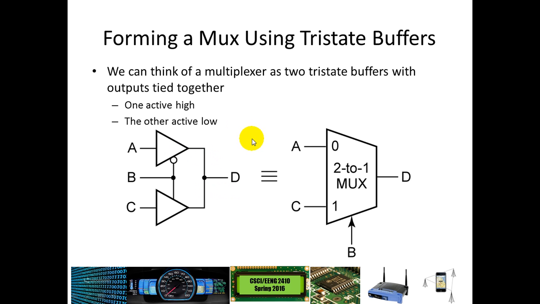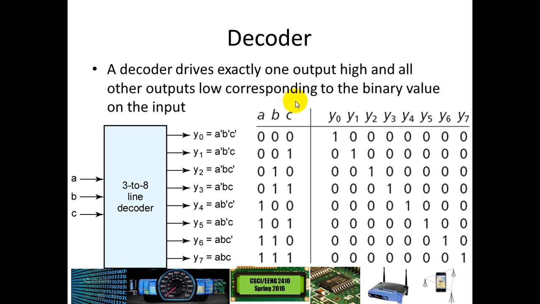A decoder is a way to drive exactly one output high based upon a binary input. Or you can have an inverted decoder, which would drive exactly one output low. So in this case we have a 3 to 8 line decoder, and depending upon what binary value you put in here, one of these lines will be active with a 1. All of the others will be a 0.